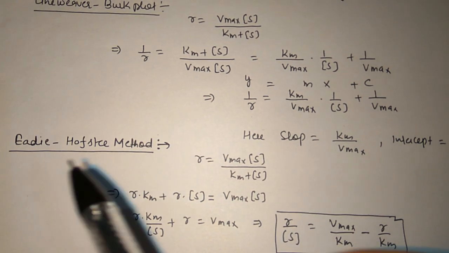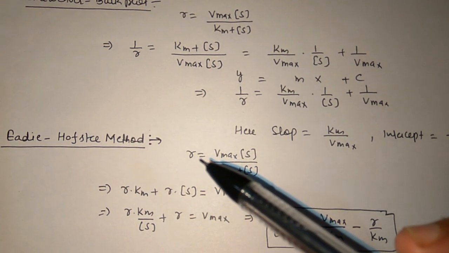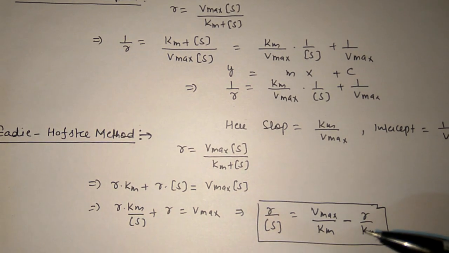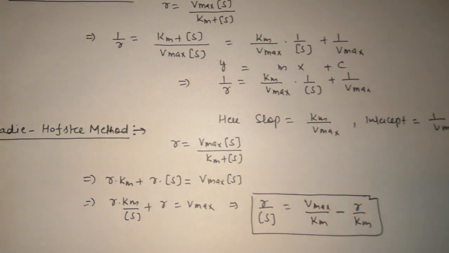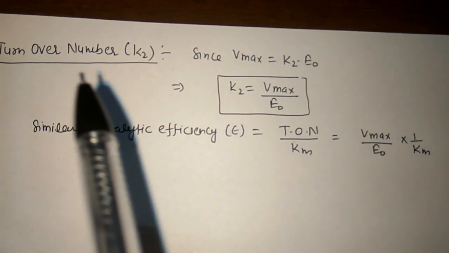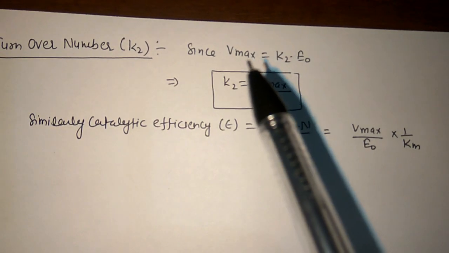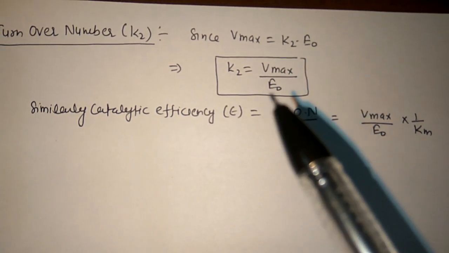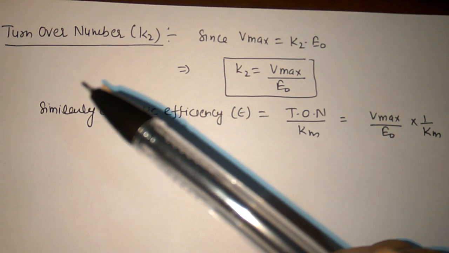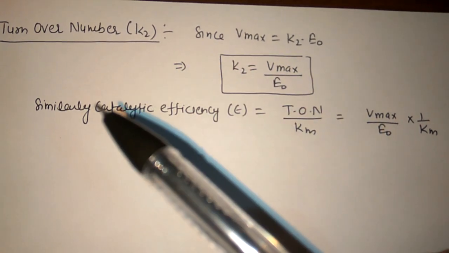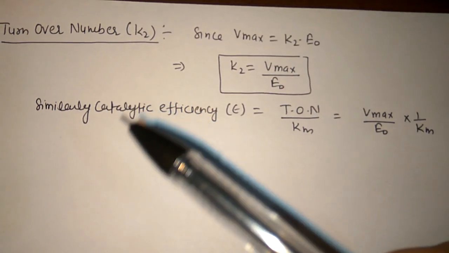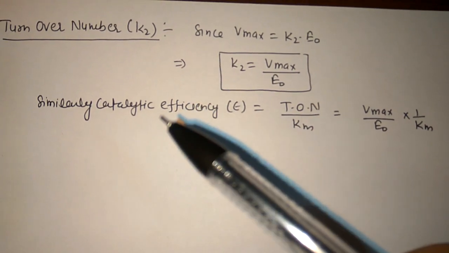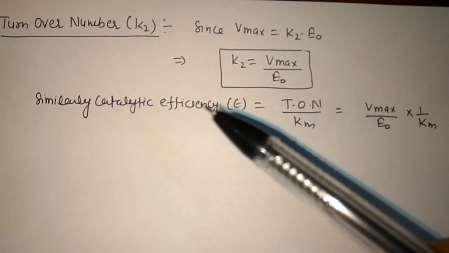Similarly, we also have the Eadie-Hofstee method. In this method we convert this equation by simple modification into these equations. Also we can find the turnover number. Turnover number is equal to K2. Since we know that Vmax is equal to K2 into E naught, therefore K2 is equal to Vmax divided by E naught. Now what is this turnover number? It is how many moles of substrate are converted into products by a given concentration of enzyme.